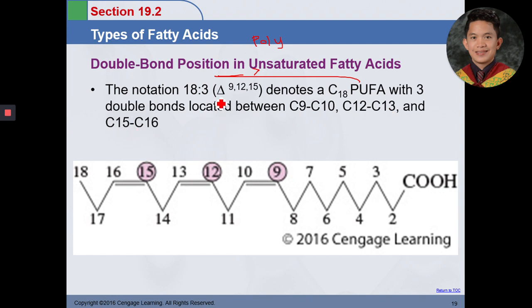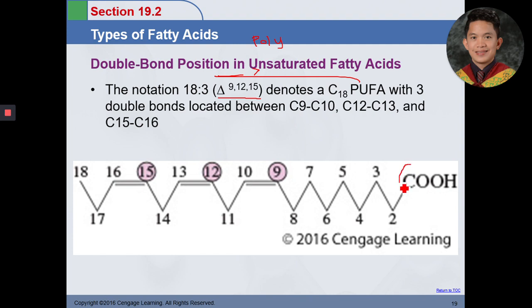Take a look. The delta notation tells us about the position of the double bonds in the chain. Delta 9, 12, 15 means that the first double bond is located after carbon number 9, the second double bond is located after carbon number 12, and the third double bond is located after carbon number 15. Now, the numbering of carbons starts from the carboxylic acid end.